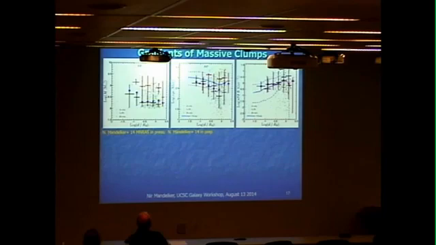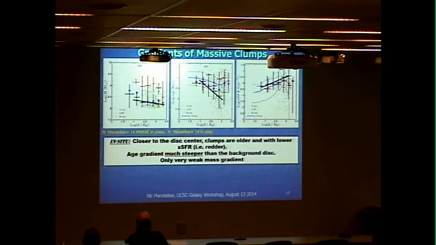The last thing in this respect: what observable signatures would this produce? Well, the gradients of the massive clumps. This is again just looking at the massive clumps above 10^8 solar masses as a function of their distance from the center. We have mass, age, and the specific star formation rate. And you can see that in situ clumps, which are in black, as they get closer to the disk center, they become older.